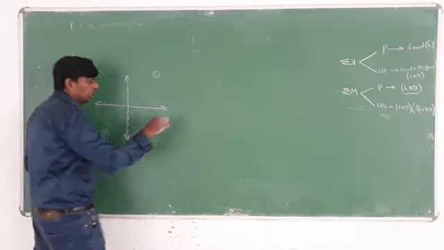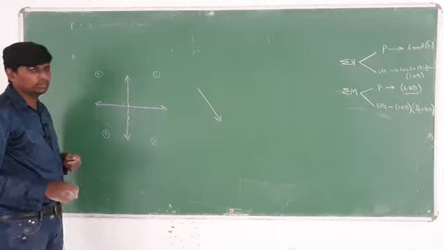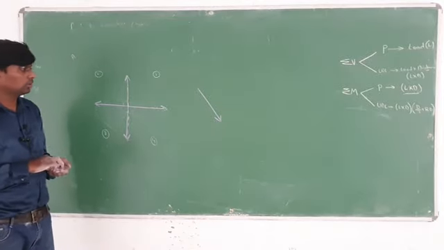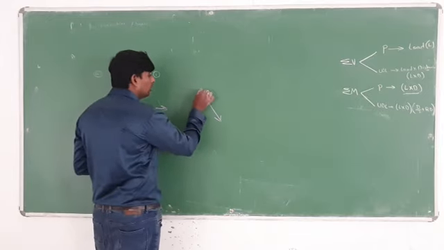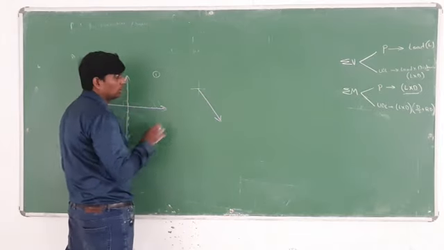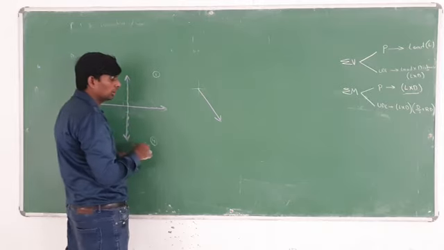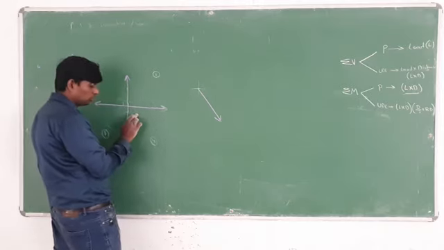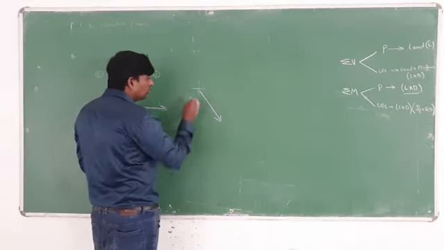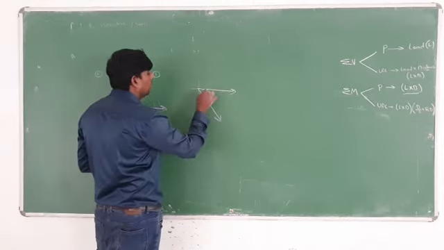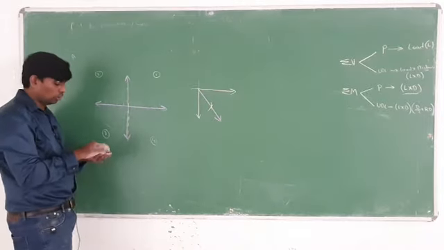Suppose a force is there like this. Can you tell me in which quadrant it is lying? Fourth quadrant. See, here you have to create the origin like this: quadrant 1, quadrant 2, quadrant 3, quadrant 4. So what is the direction in the fourth quadrant? Forward and downward.